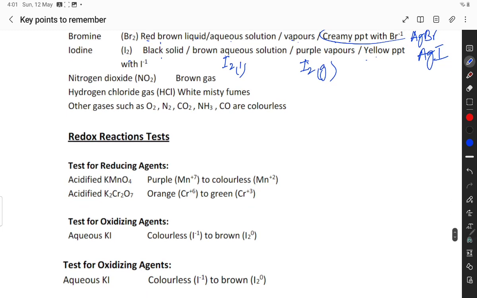Nitrogen dioxide is a brown gas, hydrogen chloride gas gives white misty fumes. This is the observation. Other gases such as oxygen, nitrogen, carbon dioxide, ammonia, carbon monoxide are colorless.